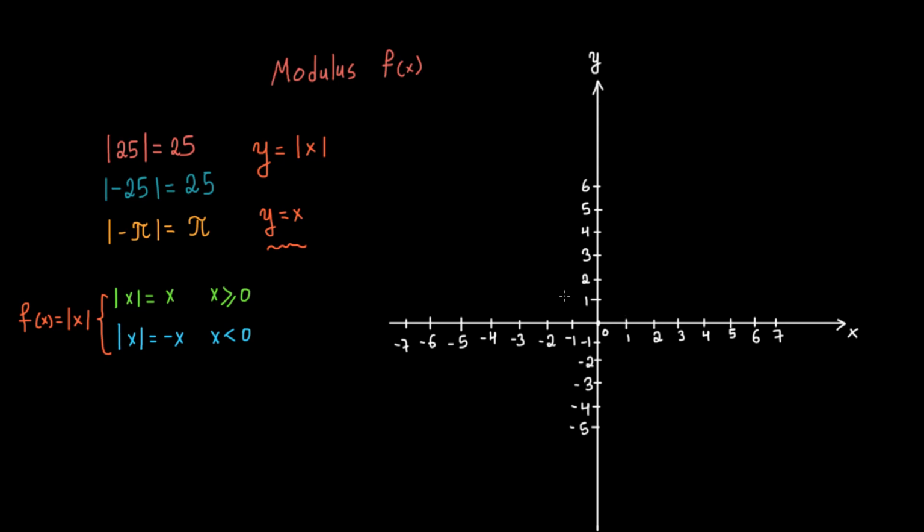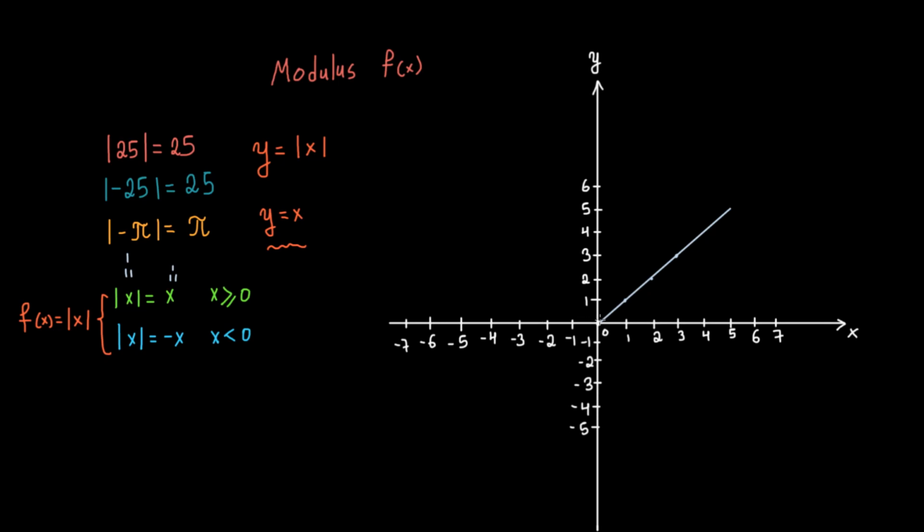So let's use the blue color. When x is equal to 1, the absolute value would still be 1. So 1, 1 is over here, 2, 2 is over here, 3, 3 is over here, and so on. If you draw the graph, use a ruler. For 4, 4 is 4. For 5, 5 is 5. And this will go on infinitely.